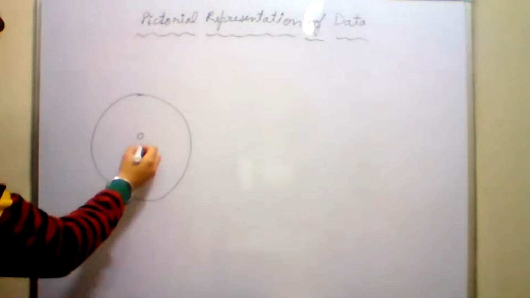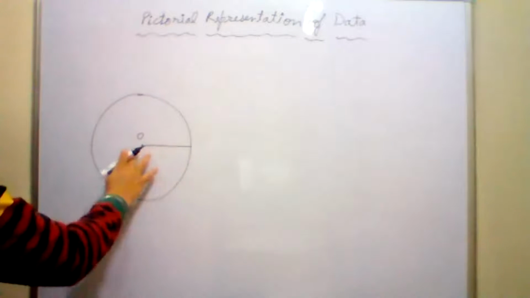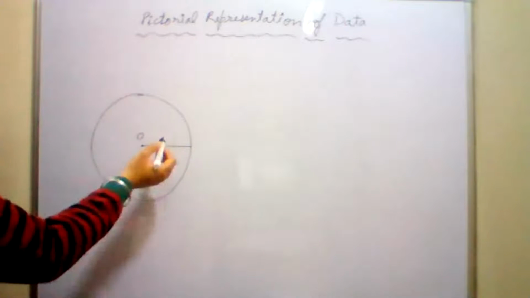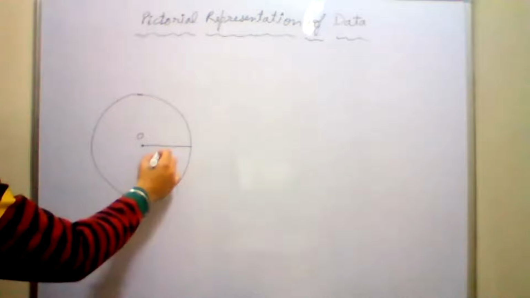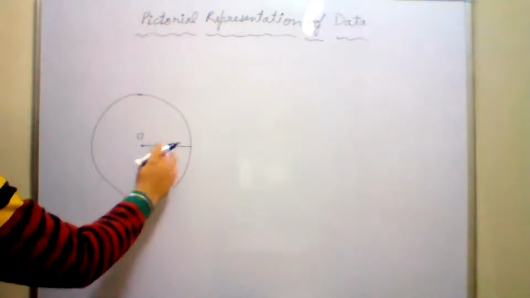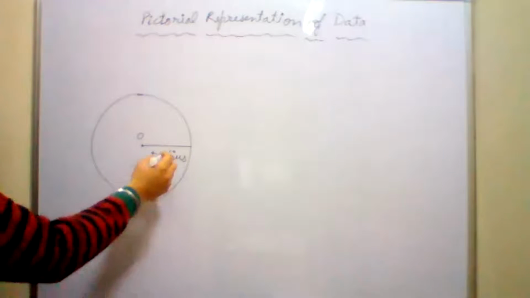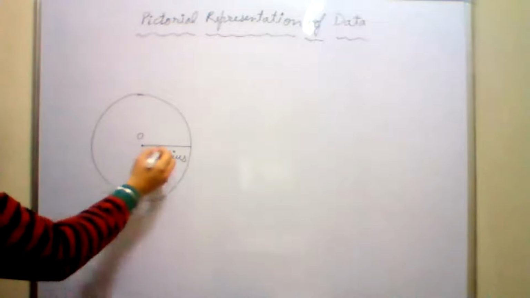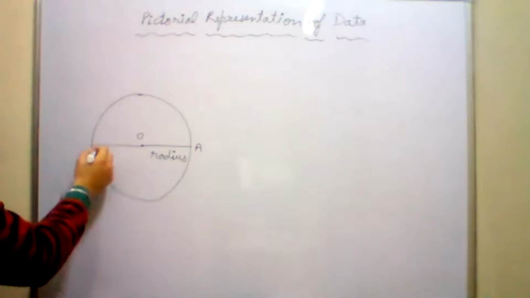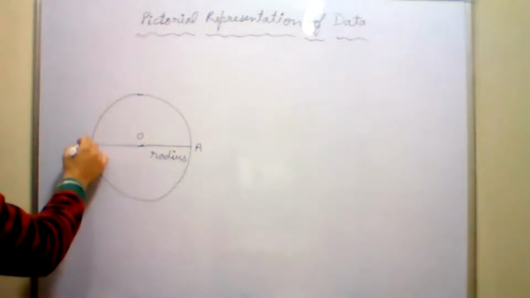So from the center, if I draw a line segment joining the center and any other point on the circle, this is known as radius. And if I make another radius like this, suppose this is point A, making this another straight line, this is the diameter.